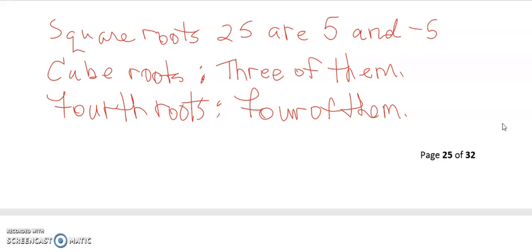And so that's something you have to keep in mind now when you start finding square roots, cube roots, fourth roots, or any roots really of any kind of a complex number. You have to be aware of how many of them there actually are.